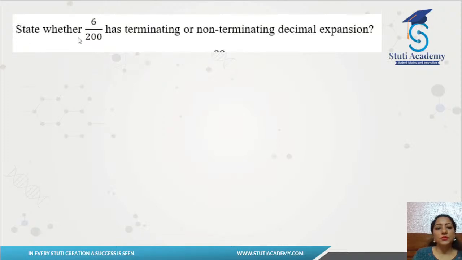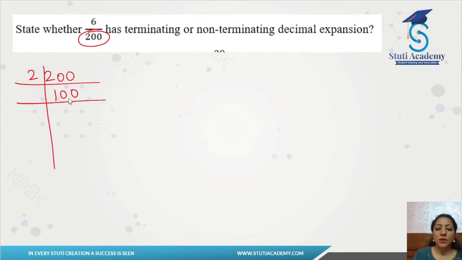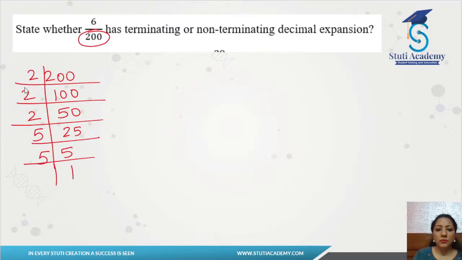Now in this question, we have to state whether 6 upon 200 has a terminating or non-terminating decimal expansion. So I'm going to take this 200, that's the denominator, and I'm going to prime factorize this. We are going to start with 2, we'll get 100 here. Then we start with 2, we get 50 here. Then we proceed with 2 again, 25. Just see, they're all divisible by 2. Finally, we'll have 5, 5, 5 and 1. So we can write this 200 as 2 into 2 into 2 into 5 into 5.